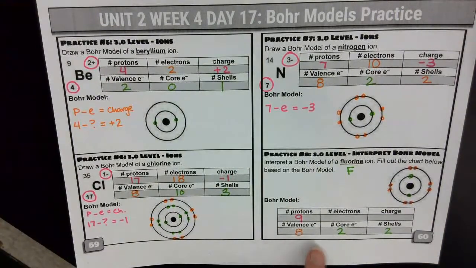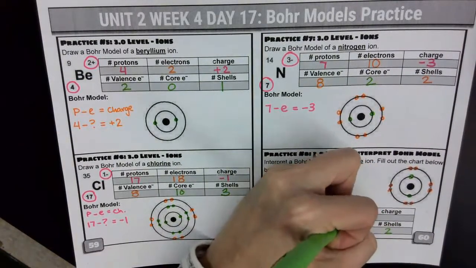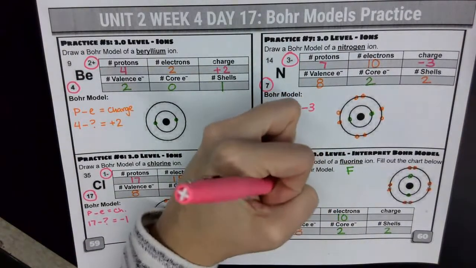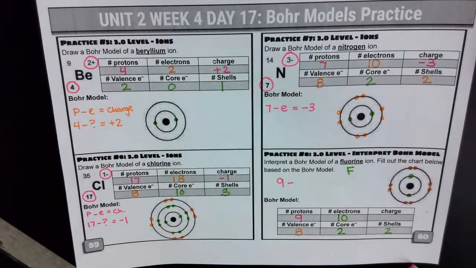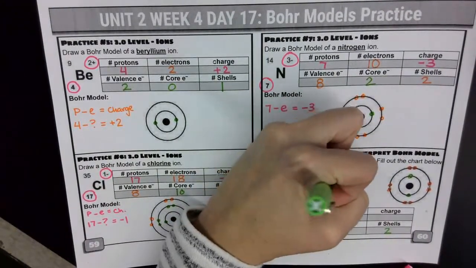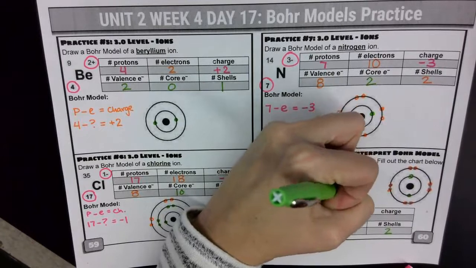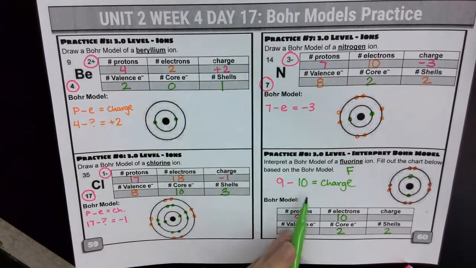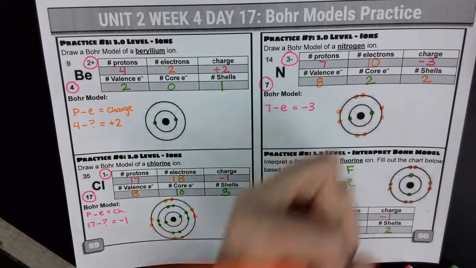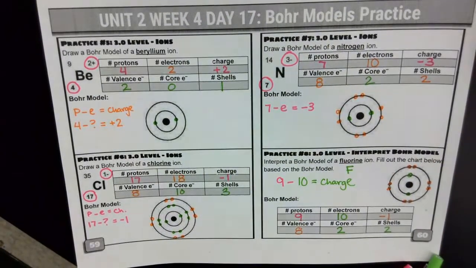So 8 plus 2, that's going to be 10 total electrons. Then remember that protons minus my electrons equal my charge. So 9 minus 10 is going to be a charge of -1. All right, there's the practice problems.